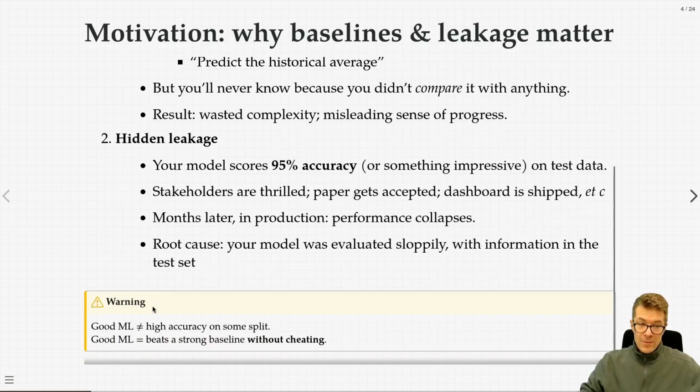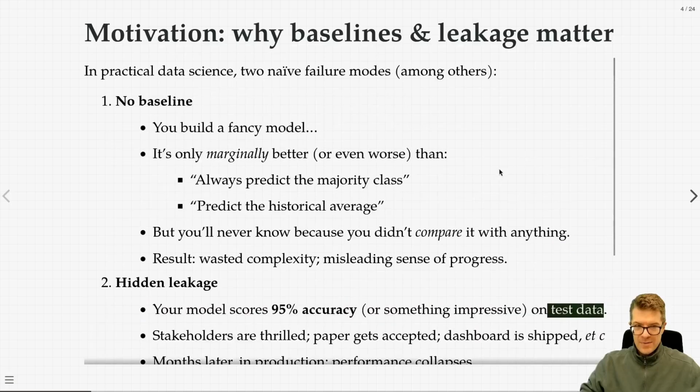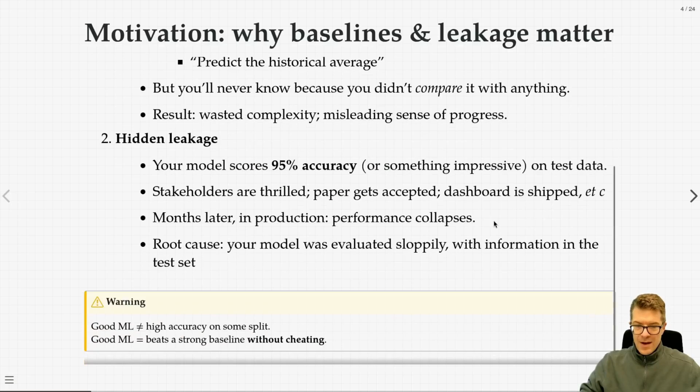So the main message in this slide, which I wanted to spend a bit of extra time on, was that good machine learning does not mean that you just get high accuracy on some split of data, like a test split, even if you're apparently very careful. At the very least, you need to be able to beat a strong baseline, much stronger than these, without cheating, either explicitly or implicitly.